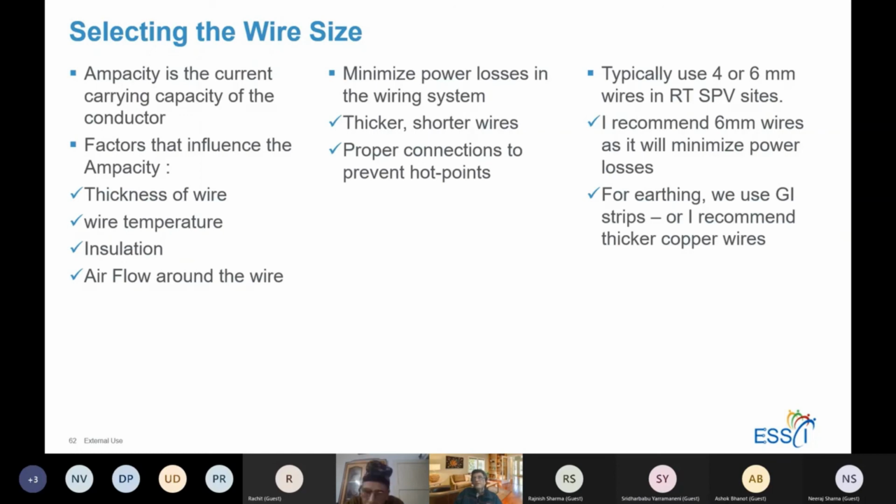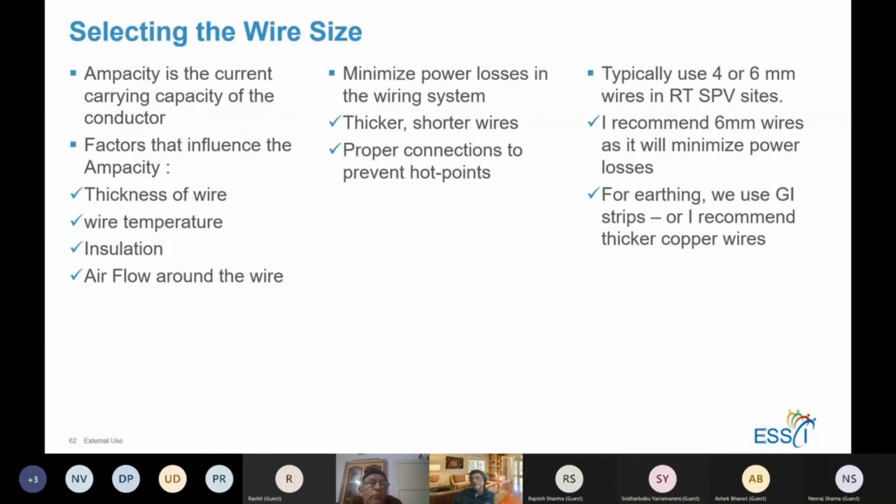So your aim is to minimize the power losses in the wiring system. That means if you have a thicker or shorter wire, it is good. Take due care to build proper connections, prevent hot points, and make good connections. These are all going to be in the actual practicals, what makes a difference. We'll not cover it here.